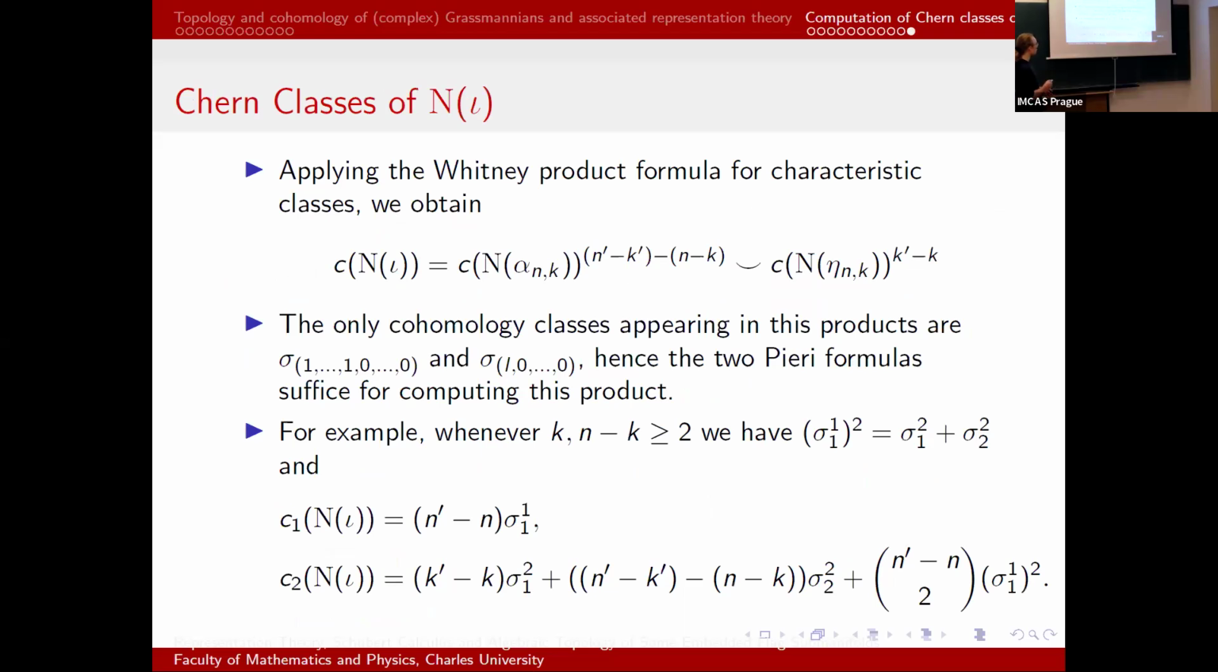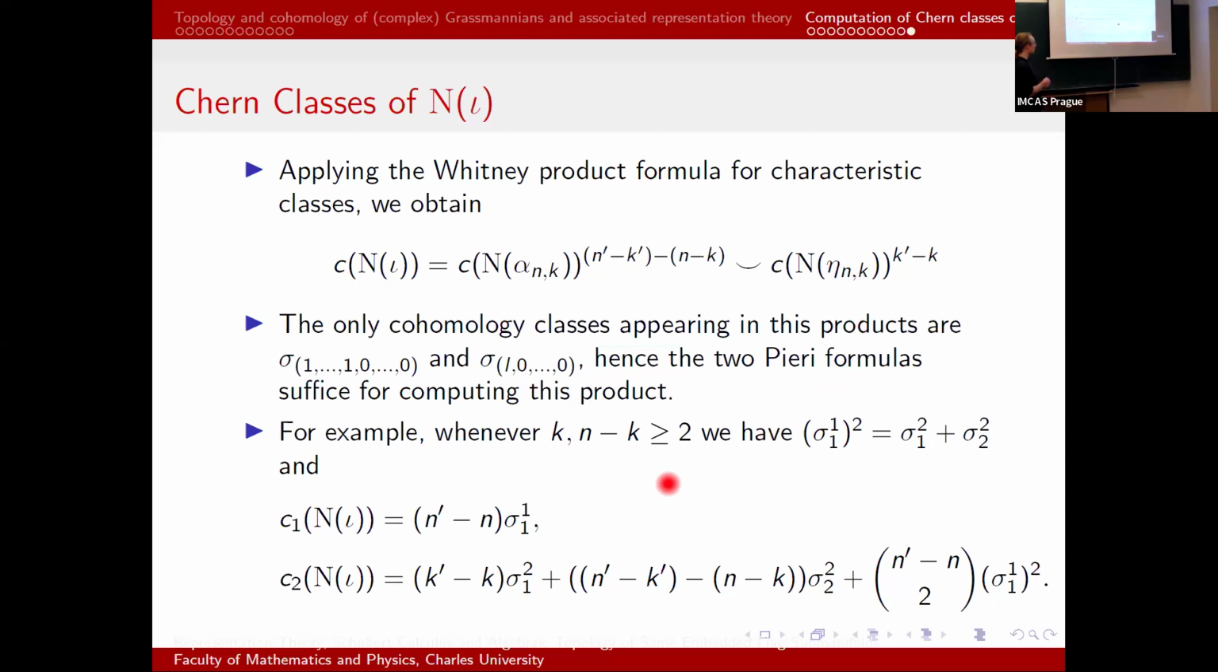We can use the Pieri formula to compute the Chern classes of the normal bundle N_iota, because first we can use the Whitney product formula. We know that N_iota is just the direct sum of copies of N_alpha_{n,k} and eta_{n,k}. So we can use the Whitney product formula for the direct sum. And since the Chern classes of this bundle and this bundle are just the column partitions in this case and row partitions in this case, we can use the two versions of the Pieri formula to inductively compute this cup product.